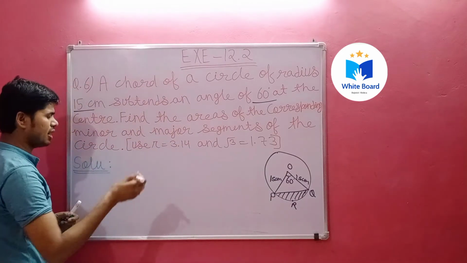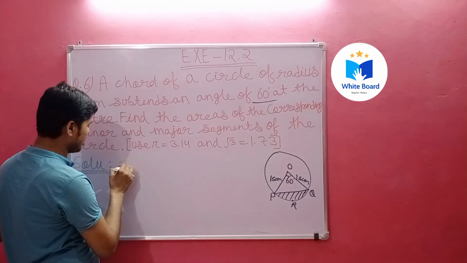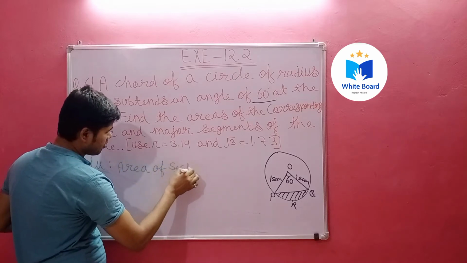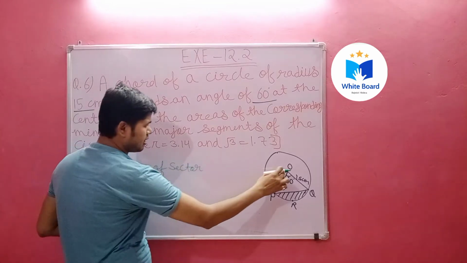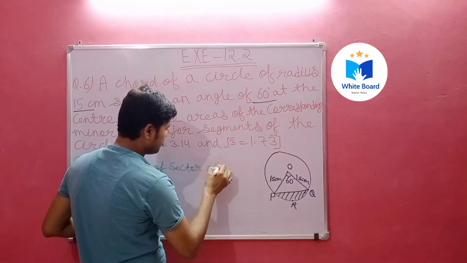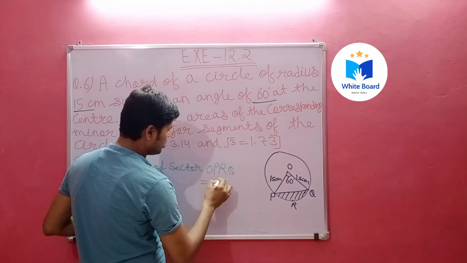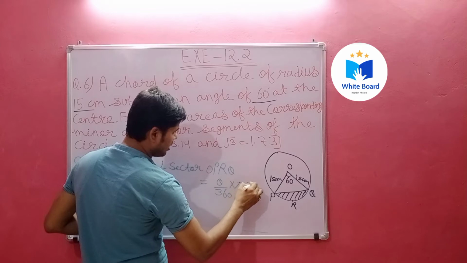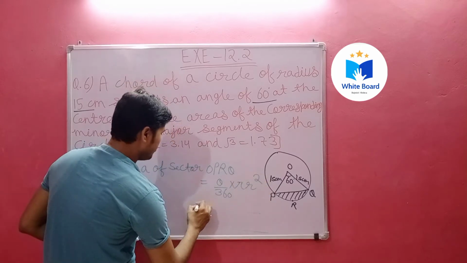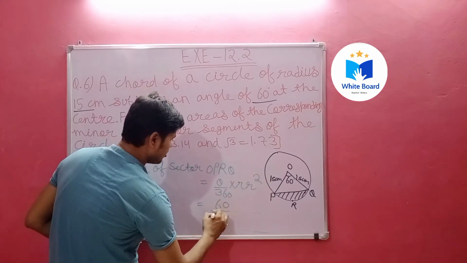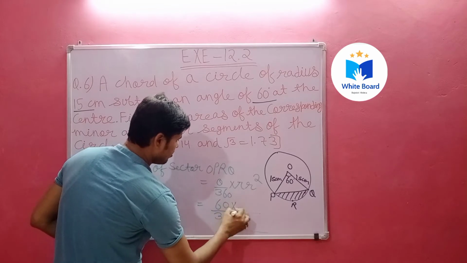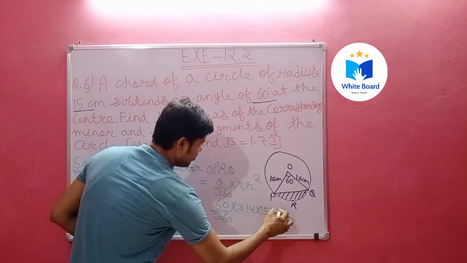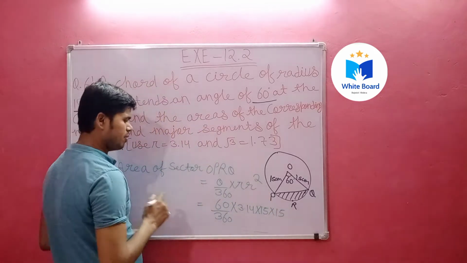So first of all, what will we do? We find the area of the sector OPRQ, and the formula for this is theta upon 360 multiply pi r square. We have theta 60 upon 360 multiply 3.14 multiply 15 multiply 15, because we have the square of 15.